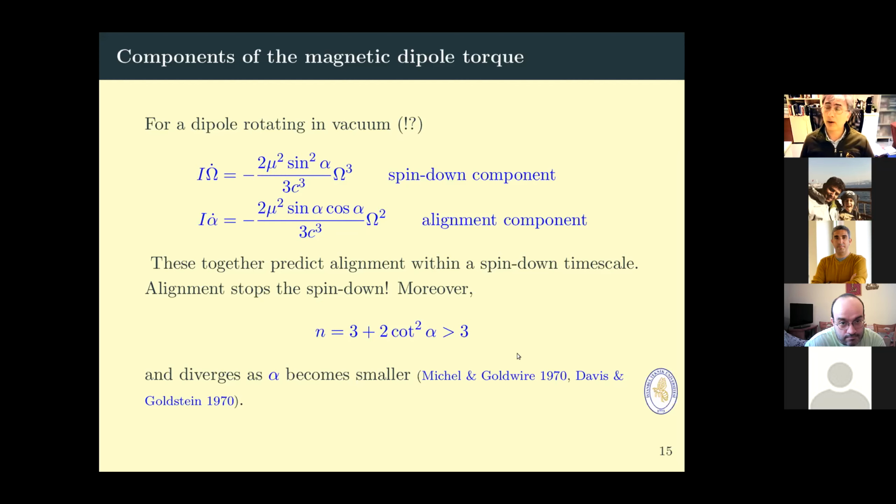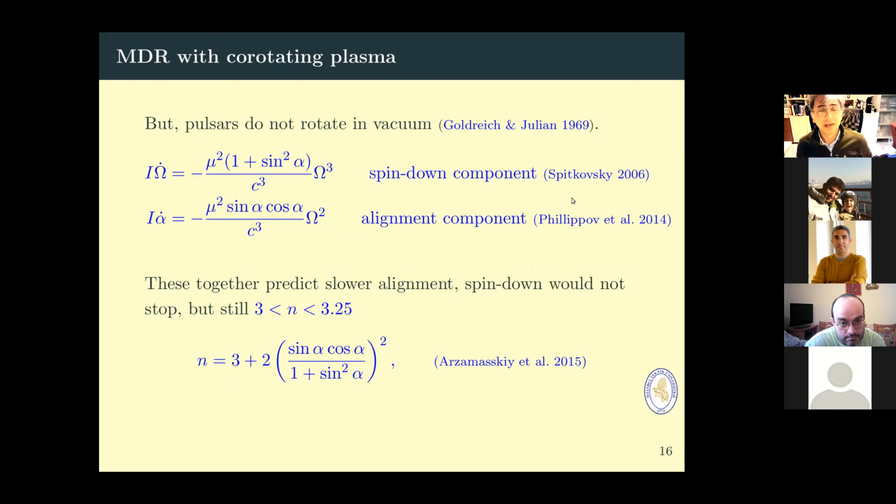The hope was that dissipative processes in the crust would be delaying this alignment so that we can observe the pulsars. In the presence of a rotating plasma, it is shown that the braking index is still greater than 3, but somewhere between 3 and 3.25. And the alignment process becomes slower due to this effect.